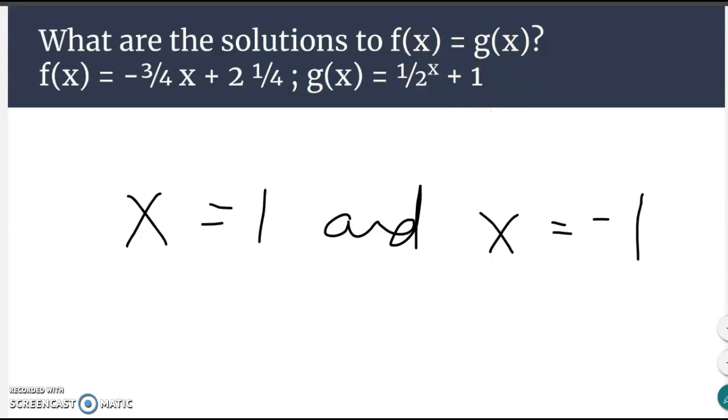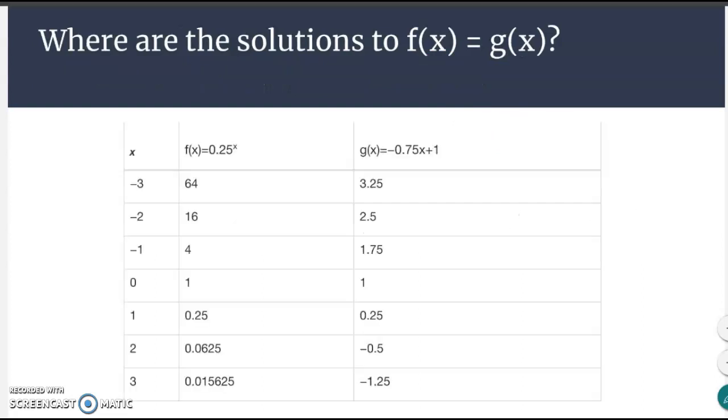All right, and the next one takes this concept of finding solutions to systems. We don't have the luxury of a graph here. We're not going to look at a graph. We can if you want to. There's the functions f of x equals 0.25 to the x power, g of x equals negative 0.75 x plus 1. What are the solutions? We want to see where the y-coordinates are the same. Looking at these values here, where are the y-coordinates the same?